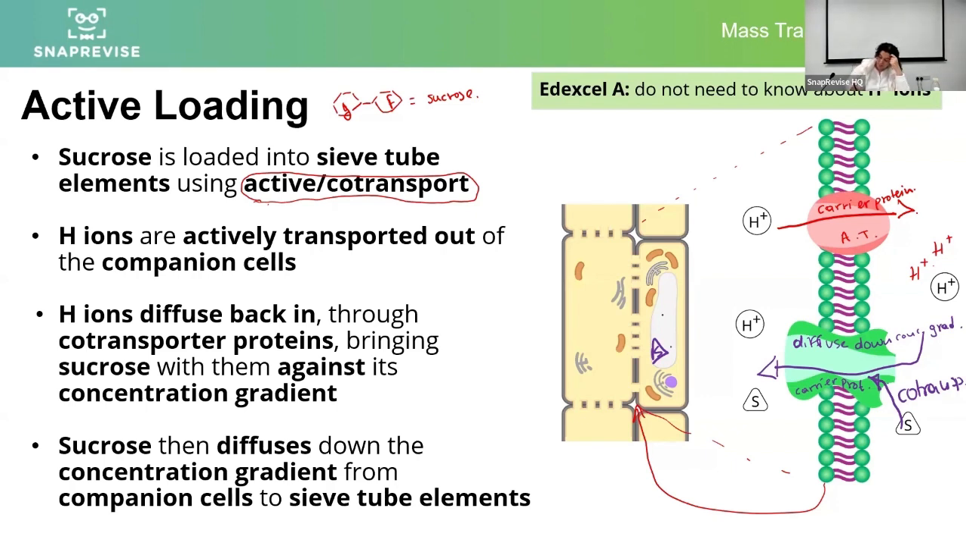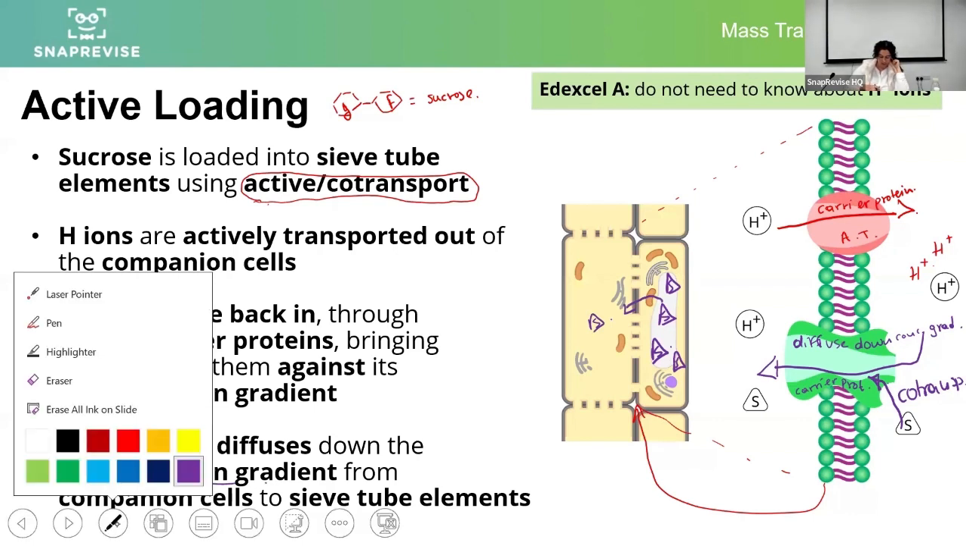That means that now the sucrose concentration is going to build up in the companion cell. Where is the sucrose coming from? It's coming from the palisade mesophyll cells where photosynthesis is taking place, right? So sucrose concentration now builds up in the companion cells, and now it's going to simply diffuse down its concentration gradient into the sieve tube elements.